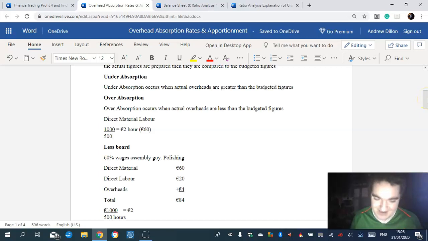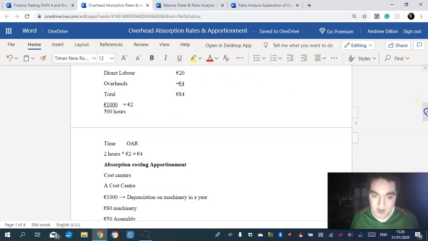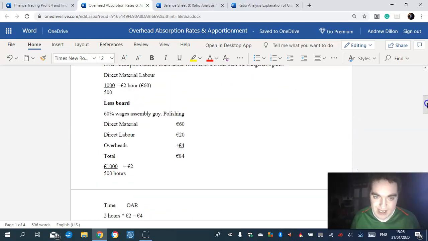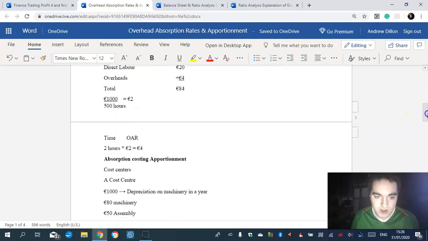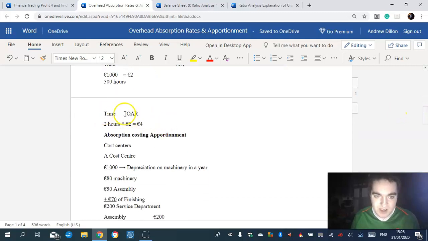I'm only learning this, I'm not an expert, but I'm truly getting to understand what this is all about. So, time is over absorption rates. Yeah, overhead absorption rates. So 2 hours multiplied by €2 equals €4. Absorption cost and apportionment.